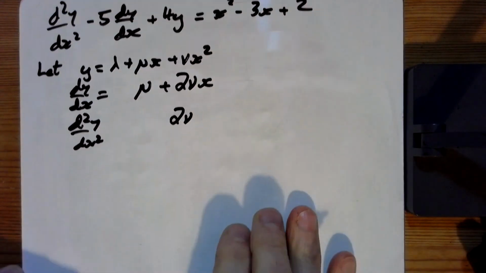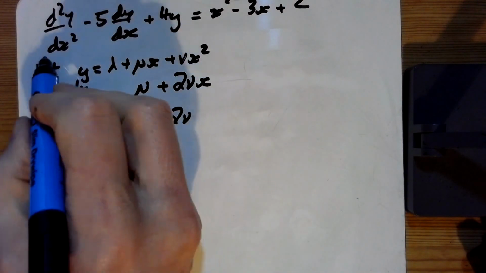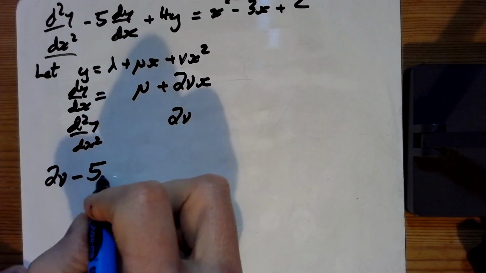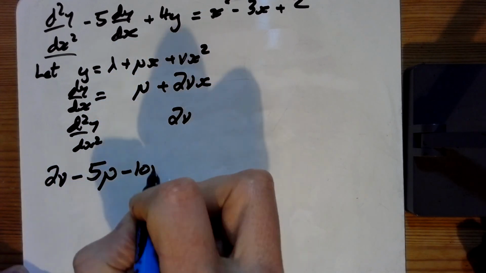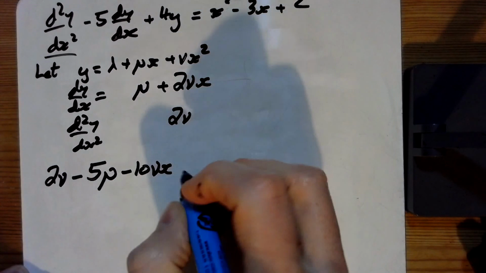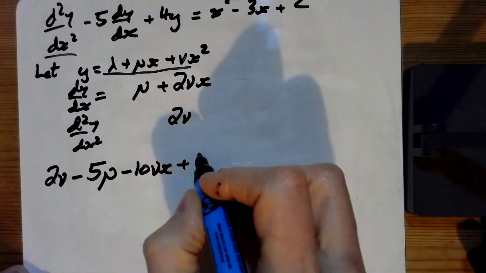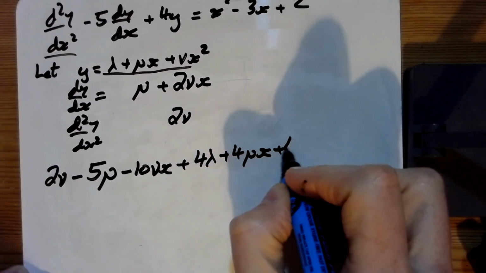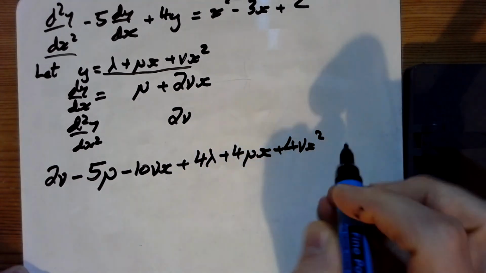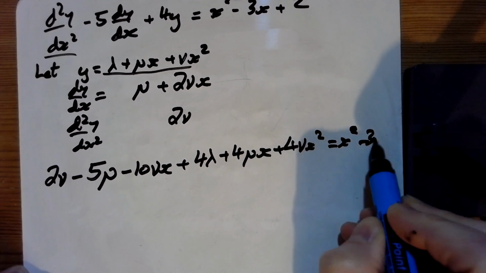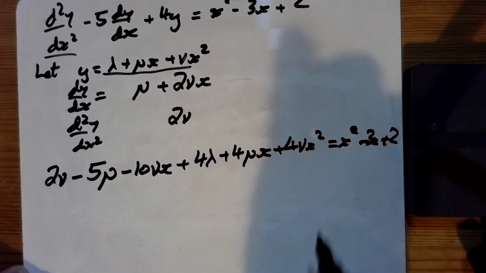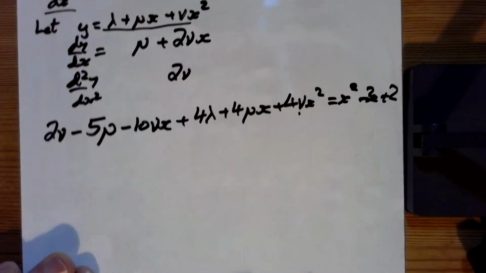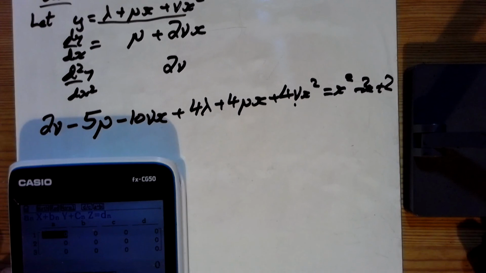Substitute all of that into the big long quadratic here. Means for the first bit there, we've just got 2 nu minus 5 mu minus 10 nu x, and it's plus 4 of these ones here, of the y ones. So 4 lambdas plus 4 mu x's plus 4 nu x squareds. And that equals x squared minus 3x plus 2. Now, as usual, I can probably spot that nu, which is the number of x squareds here, is just going to be a quarter, but I like to try and use the simultaneous equation solver to do it.